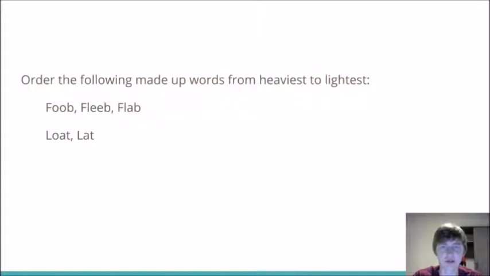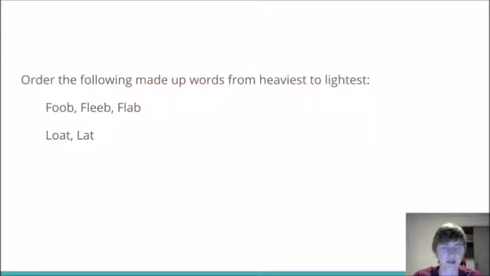All right, so here's a third example. I've got a couple of made-up words, and all you have to do is order them within each category from what you think would be the heaviest object to the lightest object. So let's say I've got three objects called foob, fleeb, and flab. Which one would be the heaviest? Which one would be the lightest? And similarly, you've got lot and lat. Which is the heaviest? Which is the lightest?